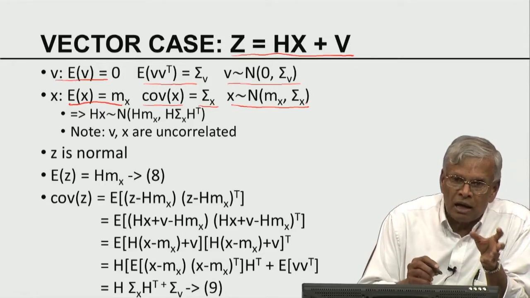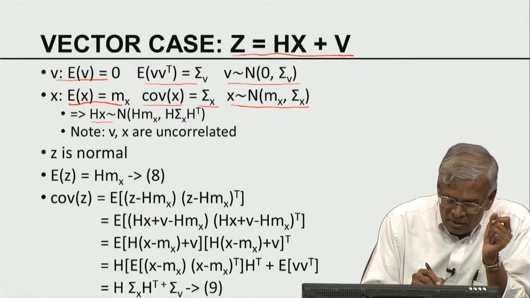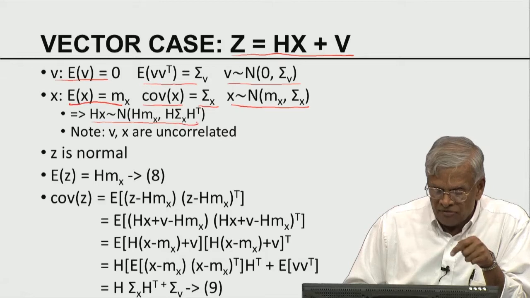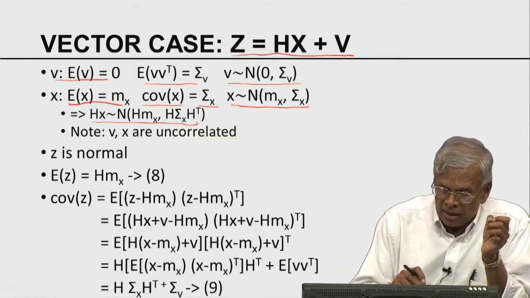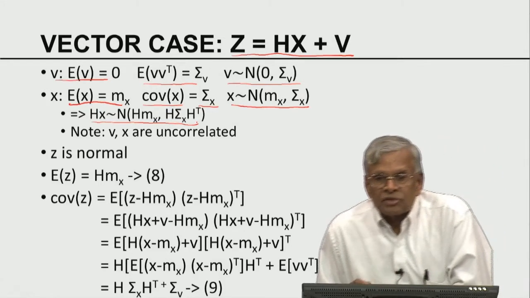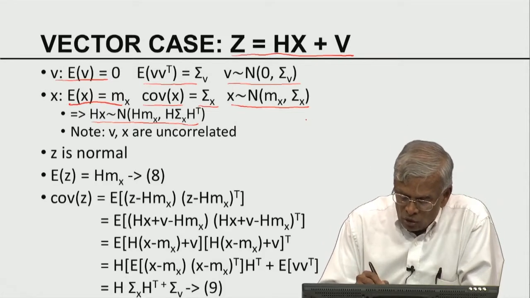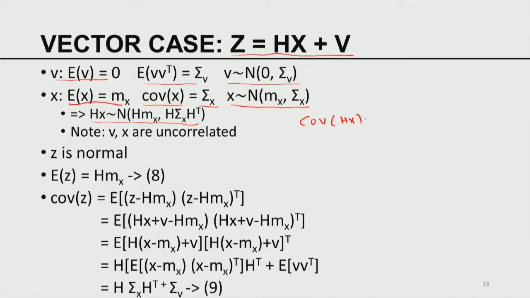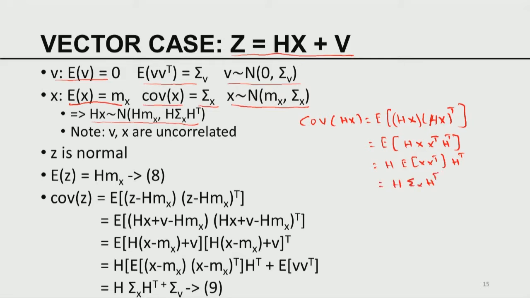Therefore, H of X is a deterministic function of X. So H of X is random because X is random. H of X has a distribution which is H times M of X, and its covariance is H sigma X H transpose. That is a very simple exercise in probability theory. So covariance of H of X is equal to expected value of H of X times H of X transpose. This is equal to expected value of H X X transpose H transpose. That is equal to H times expected value of X X transpose H transpose. So that is equal to H sigma X H transpose. That is the formula that comes out of it. That is why this occurs.